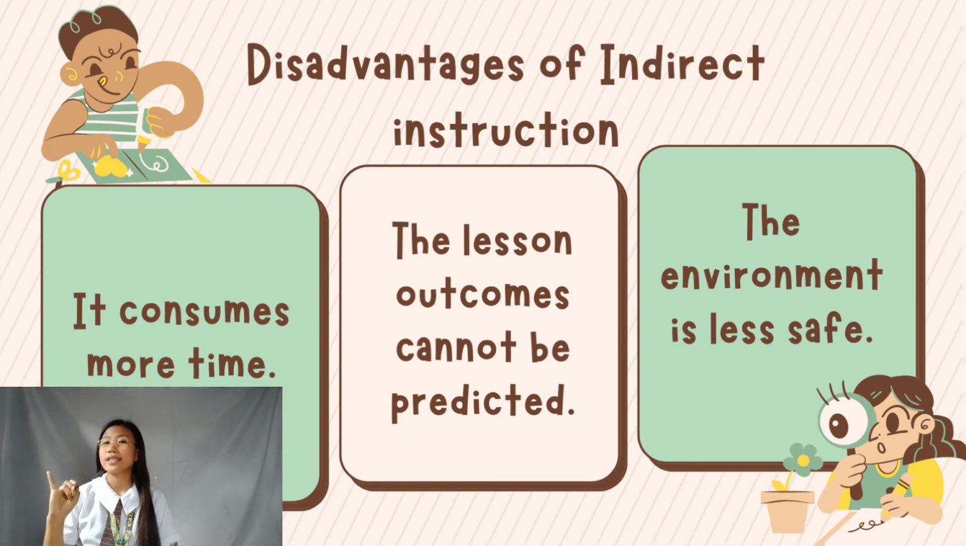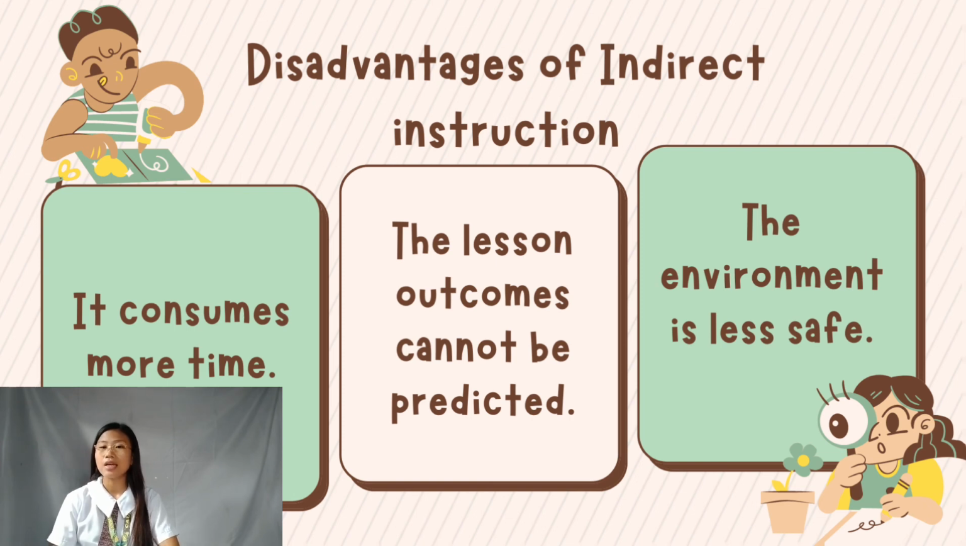The second one is the lesson outcomes cannot be predicted. The reason for this is that instead of the teacher giving them the information, students now will find out the answer to the given questions or the information they are looking for. So at last, the teacher relinquishes some control and outcomes can be unpredictable.